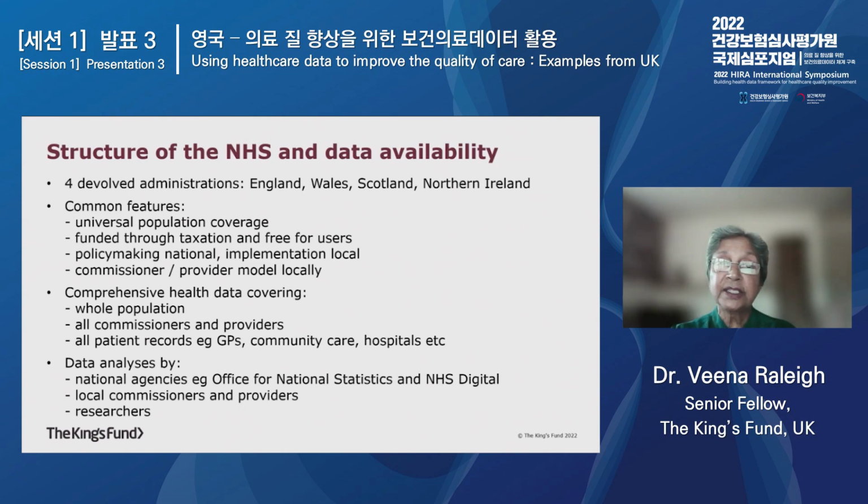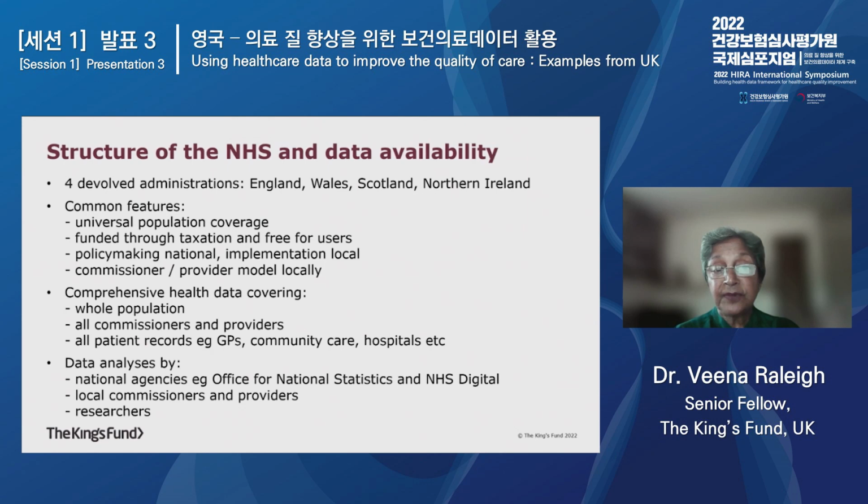So I'll start by telling you something about how healthcare data in the UK is organized because it's useful background. The UK comprises 4 devolved administrations of England, Wales, Scotland, and Northern Ireland. They have their own governments, and health policy is largely determined locally. But that said, there are some very common features across all 4 areas. So we have universal population coverage. The healthcare system, the NHS, the National Health Service, covers the entire population in each country.